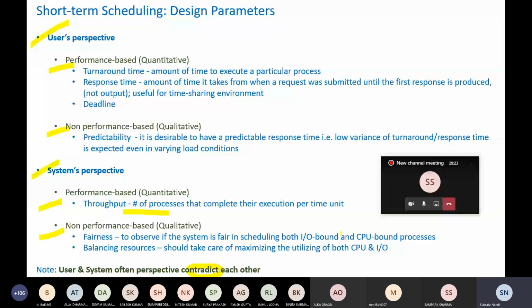A CPU bound job has long CPU bursts like this, with a small bit of IO in between. So the CPU bursts are long for these CPU bound jobs, and the IO bound jobs have short CPU bursts followed by IO. So this is IO bound and this is CPU bound, which we have already explained earlier also.